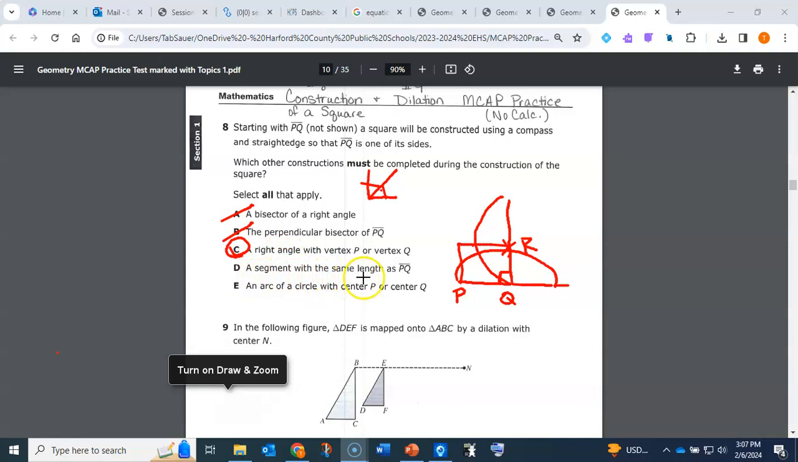D, a segment with the same length as PQ. We did create that same segment length as PQ because a square has to have all the same side lengths. An arc of a circle with center P or center Q, and we did that. So I did center Q, creating an arc with that center. So C, D, and E would be that.